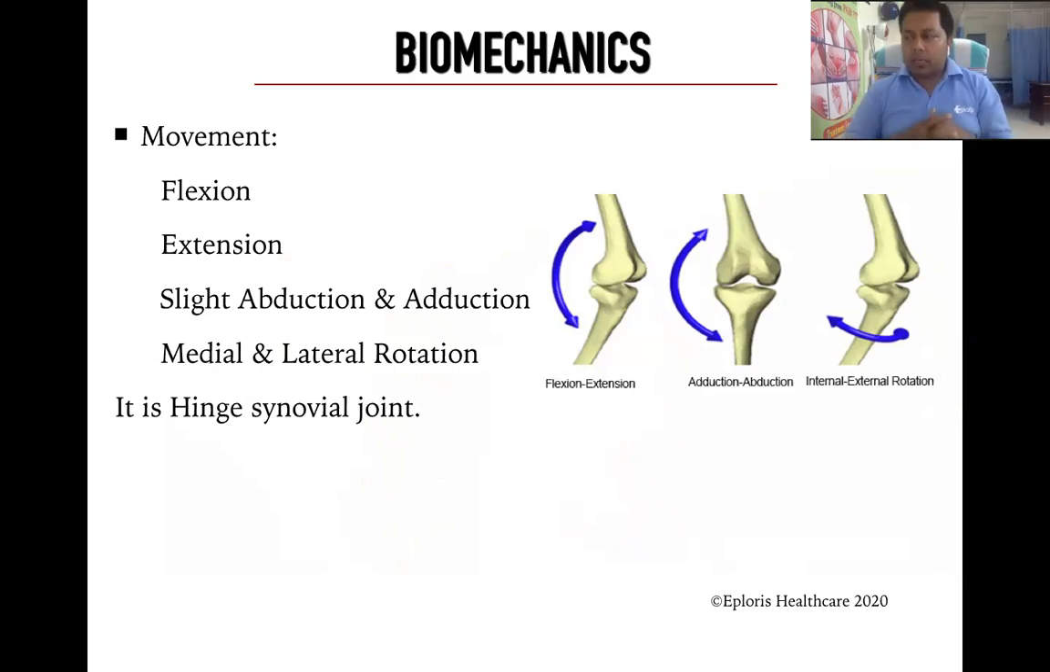Okay. So the possible movements in the knee joint are: we have got flexion, and then we have got extension. I'm not able to do extension in this one because this is a fixed model. Then we have got adduction and abduction, that is the valgus and varus. You can do a few movements of some amount of valgus and varus. Then we have got the medial and lateral rotation. So these rotations are possible in the knee joint. It is a hinge synovial joint.